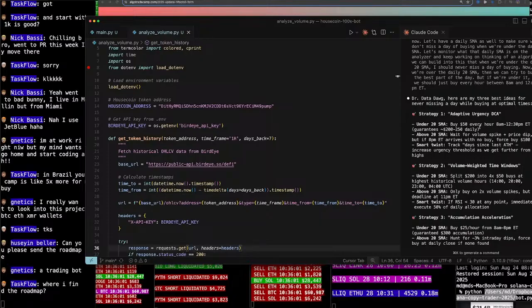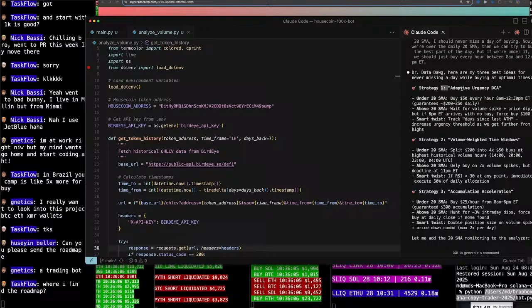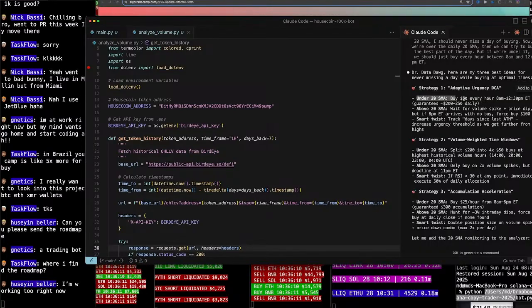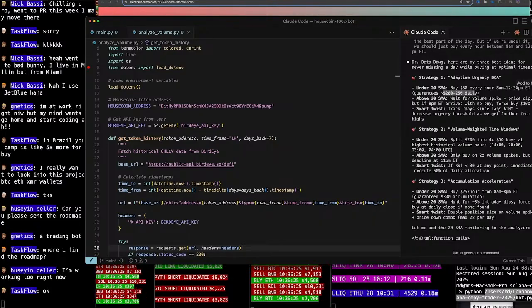Okay, Dr. Data Dog, here are my 3 best ideas for never missing a day while buying at optimal time. Strategy 1, adaptive urgency DCA. Under the 20 SMA, buy 50 every hour between 8 a.m. and 12:30 p.m. Eastern. Guarantees 200 to 250 buys per day. Above the SMA, wait for volume spike and price drop. But if 8 p.m. ET arrives with no buy, force buy at 100. Okay.